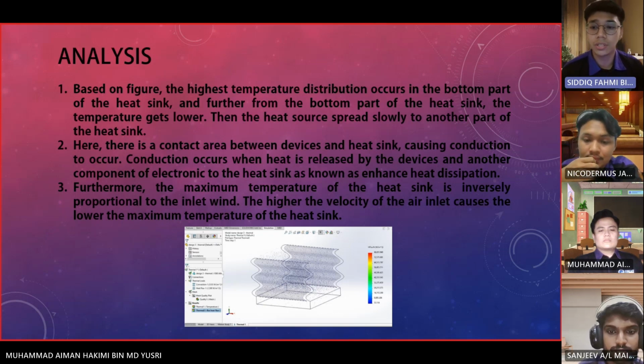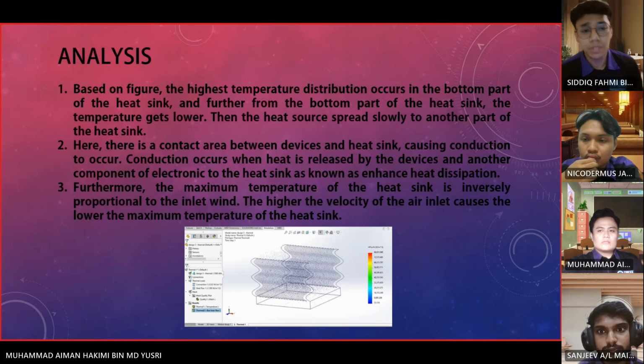Furthermore, the maximum temperature of the heat sink is inversely proportional to the inlet wind. The higher the velocity of the air inlet, the lower the maximum temperature of the heat sink. The number of fins affects the total heat that will be transferred. The greater the number of fins, the higher the heat transfer. The effectiveness of the heat sink is measured by the temperature. The higher the temperature, the higher the effectiveness too.